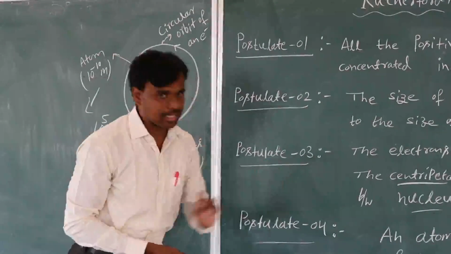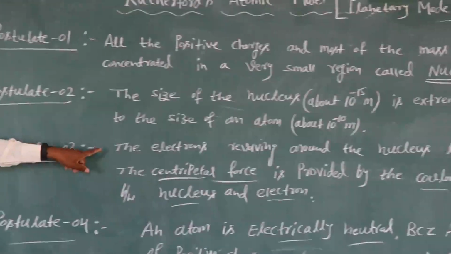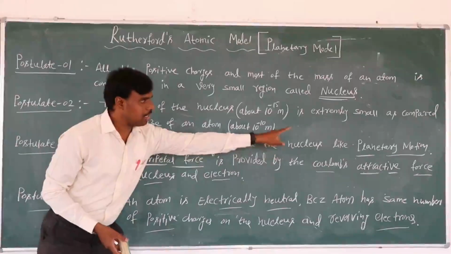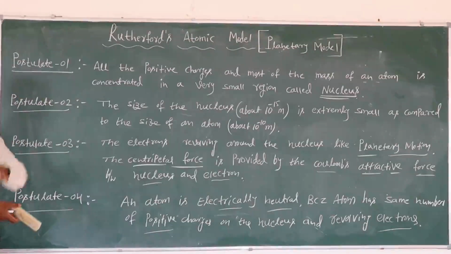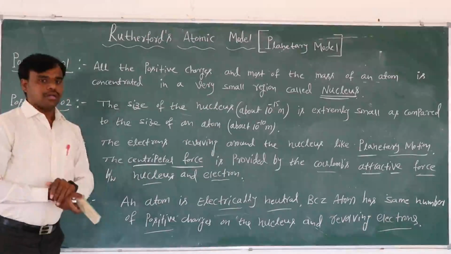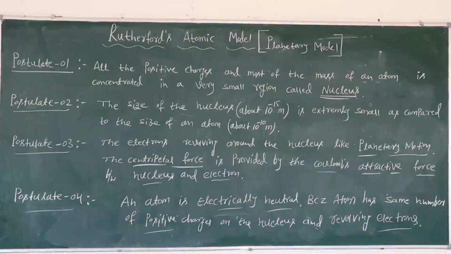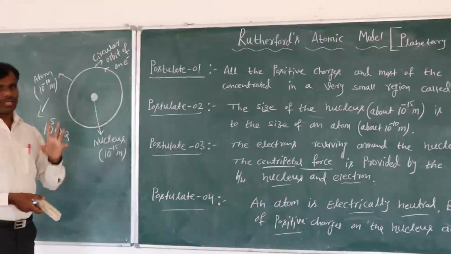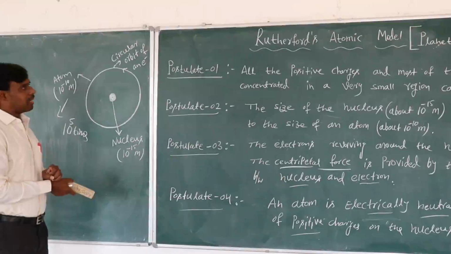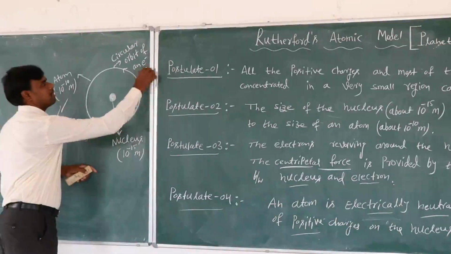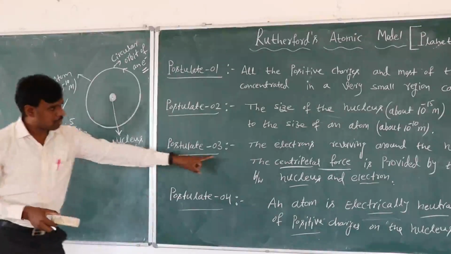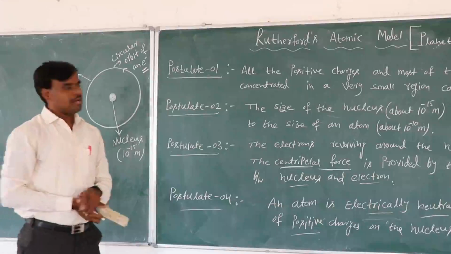Here, once again, I repeat postulate number 3. That is, the electrons revolve around the nucleus like planetary motion, just like planets moving around the sun. If the electron revolves around the nucleus in a circular orbit, there must be a centripetal force. That centripetal force is provided by the force of attraction between electron and nucleus. Therefore, this model is also called the planetary model.